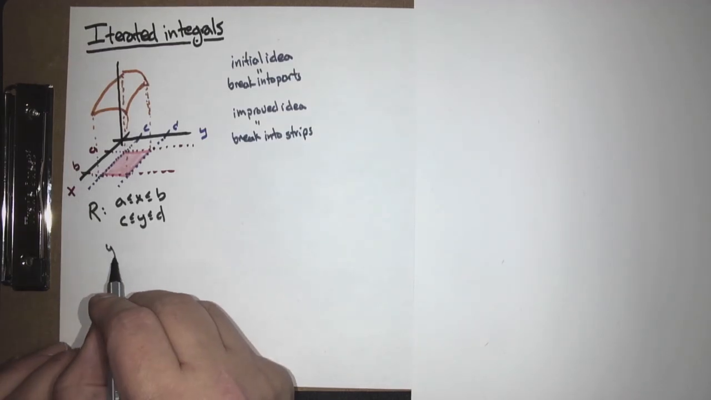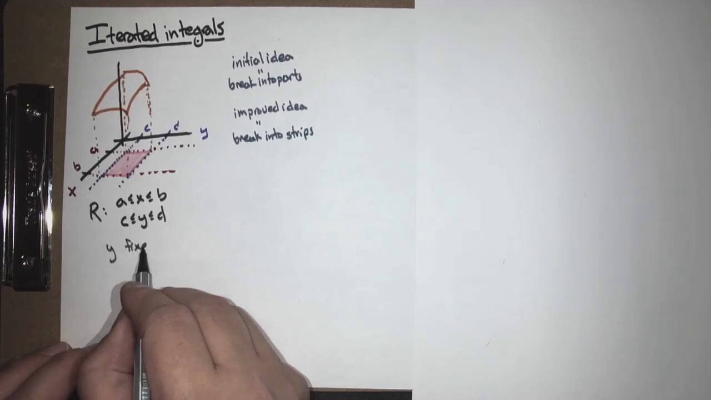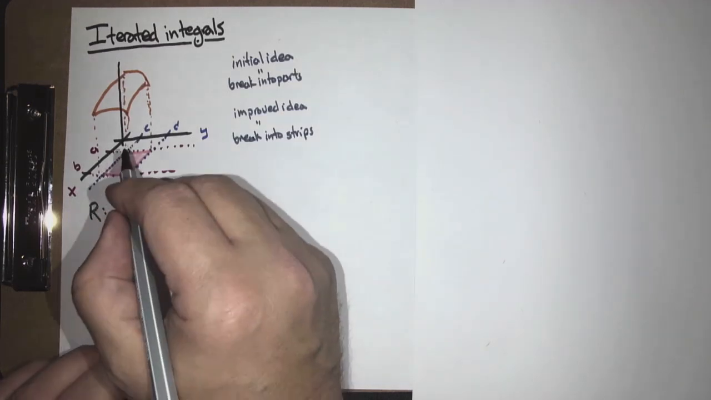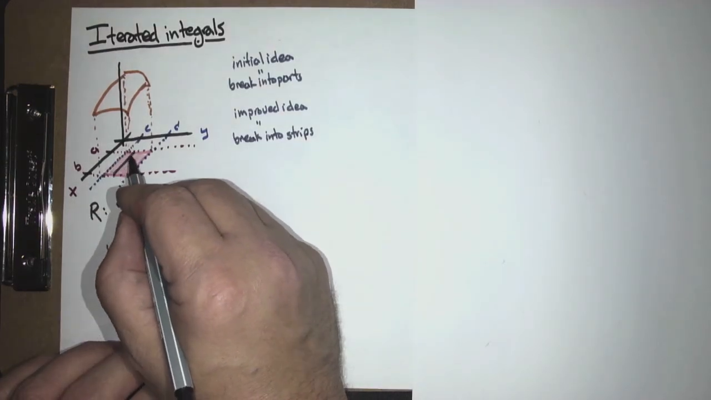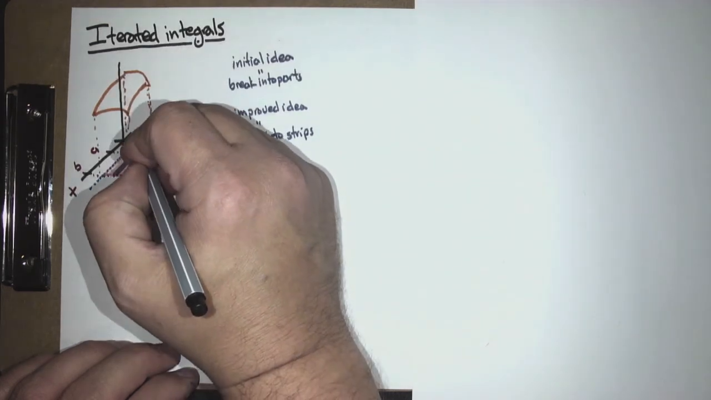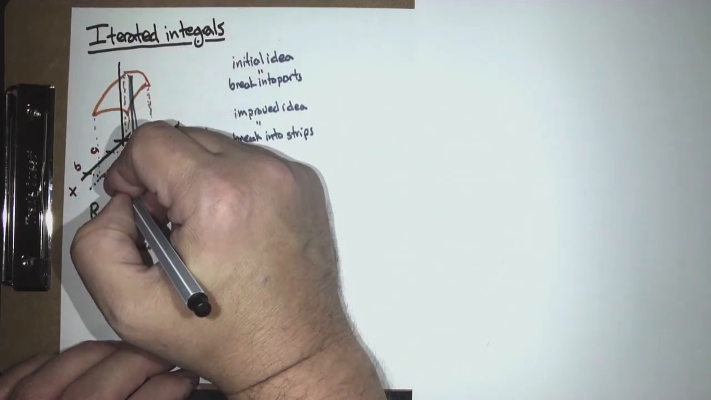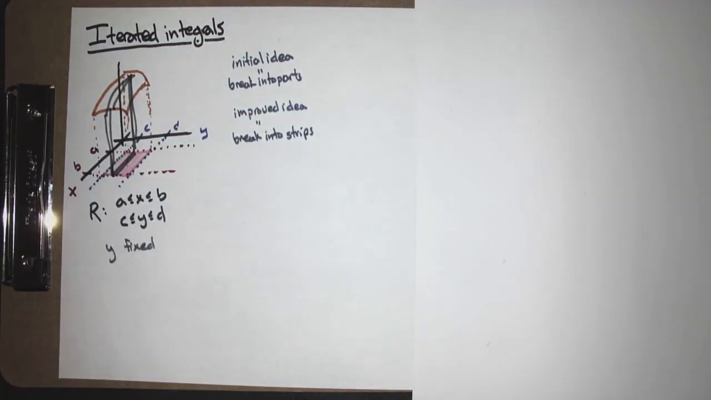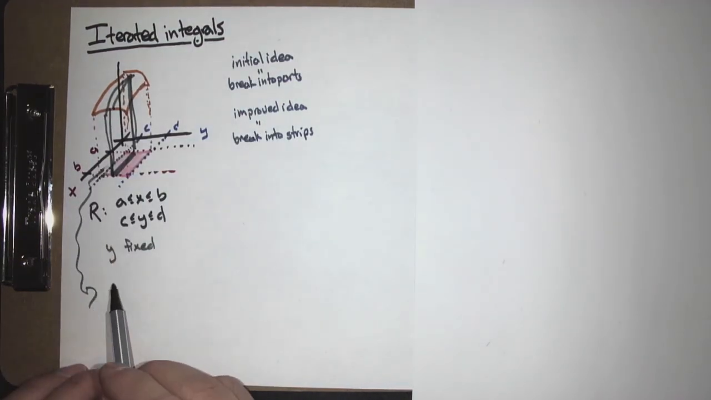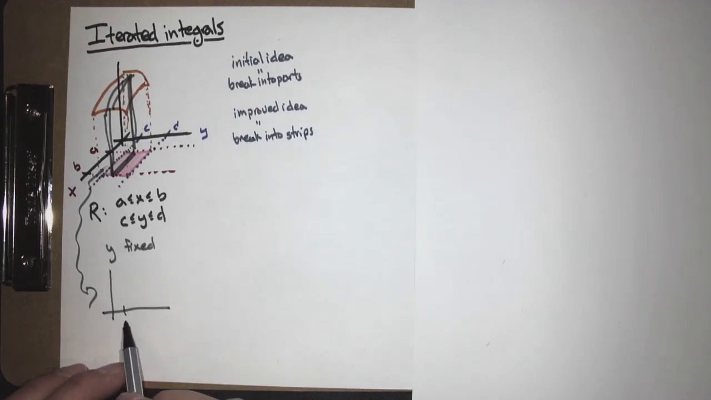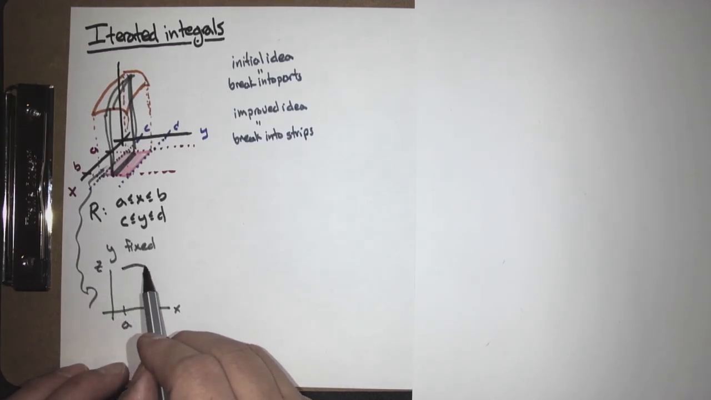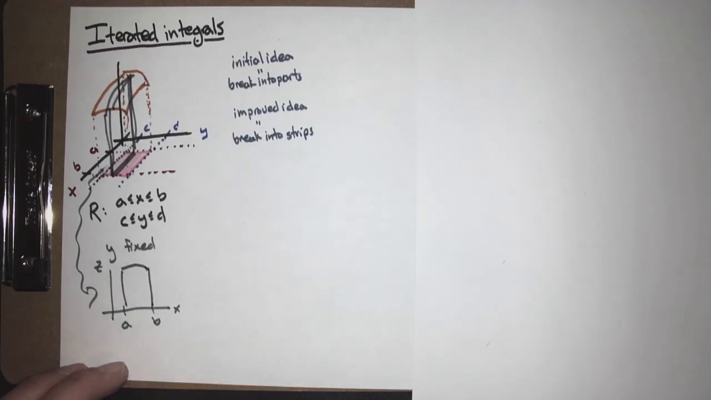So let's fix one of our variables, and suppose for a second we fix y. If we fix y, what that means is we're taking a slice in this direction. And so we come up to our curve, and we have that. So I'm going to pull this slice out. And now we have a picture in, if you like, the xz plane. And it looks like something like that. So here's that slice.